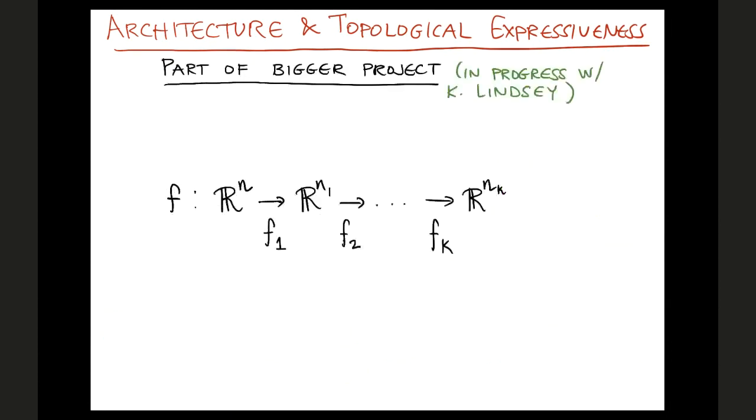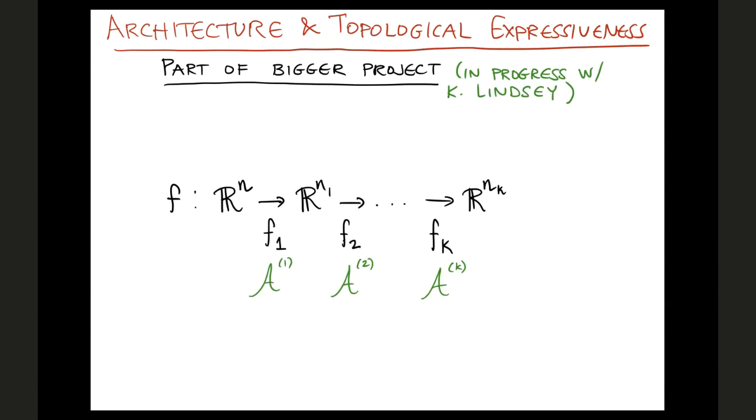Okay, so let me then close by just telling you a little bit more about what we're doing with this sort of Morse theory perspective. This is a part of a bigger project that's in progress with Catherine Lindsey. The point is that this point of view about hyperplane arrangements can be generalized. If you have a neural network with multiple layers, each layer is associated to a hyperplane arrangement. It's a co-oriented hyperplane arrangement, but it's also a hyperplane arrangement if you forget the co-orientations.